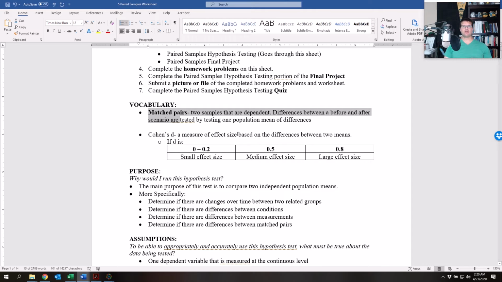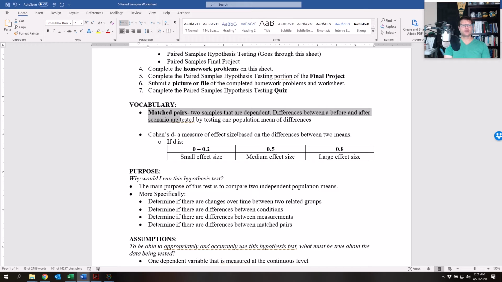You might have a before and after scenario where you have a matched pair, where you take a test at the beginning of the semester and then you take another test at the end of the semester. You have two different scores, but they're matched on the student. And so by doing that, we can actually calculate a difference score for those matched pairs. We'll get into that in a little bit.